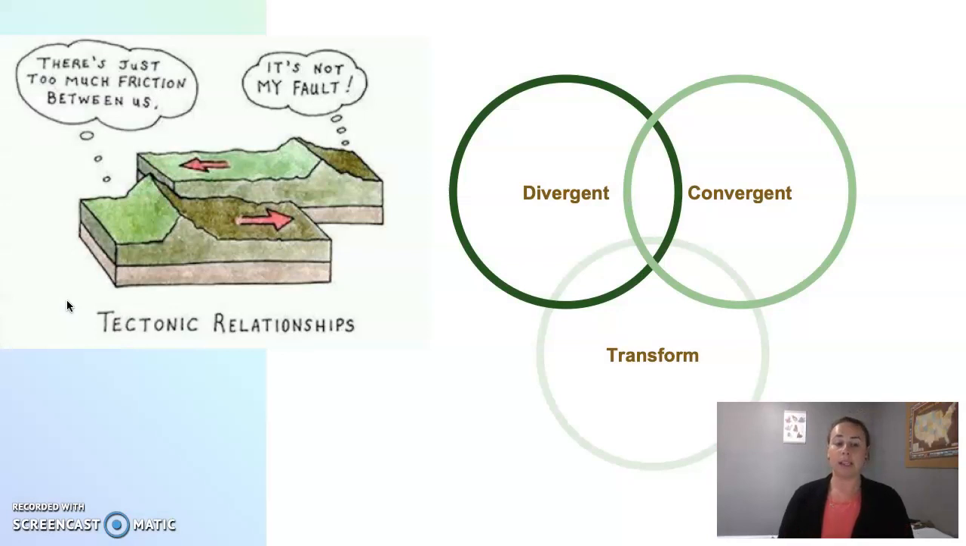So how do plates move? We classify them by how they move, and that's how they get their name. You have three main types of tectonic relationships. You have divergent, convergent, and transform plate boundaries.